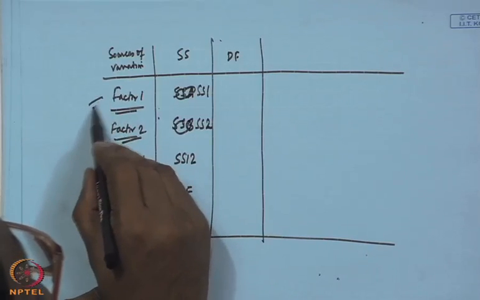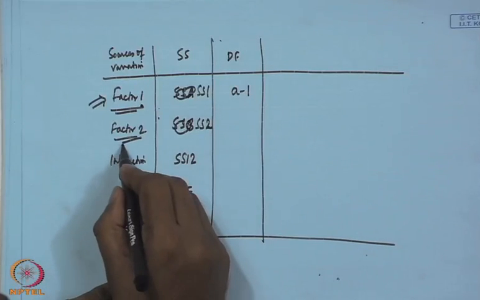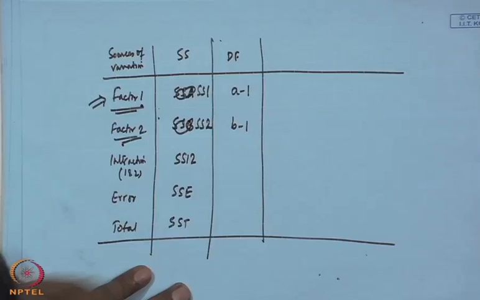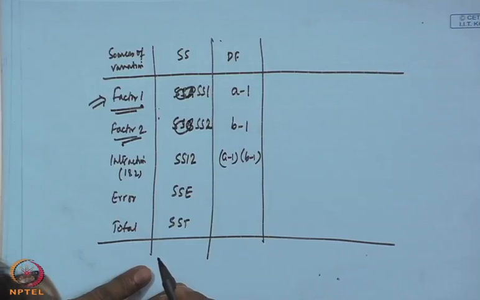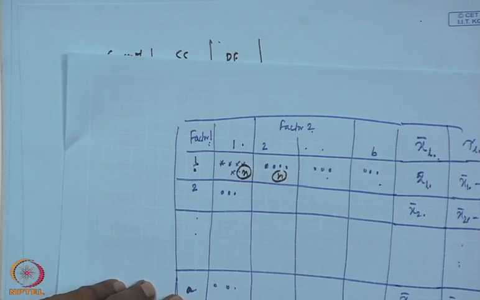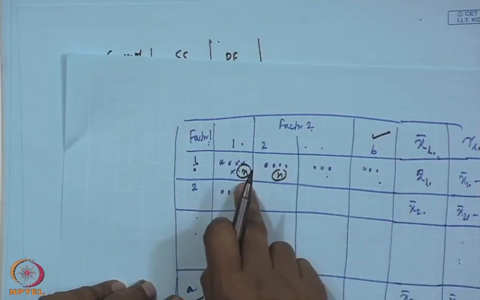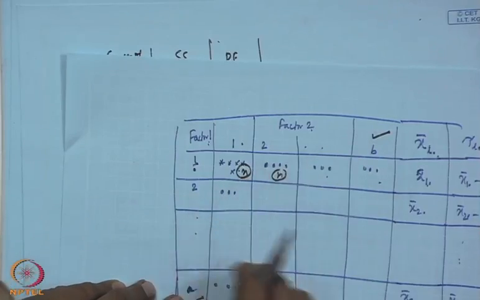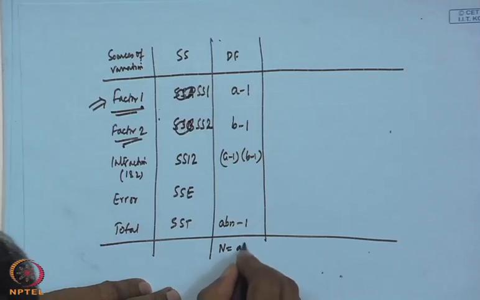So, here what will be the degrees of freedom? How many levels are there for factor 1? A levels. So, A minus 1. How many levels are there for factor 2? B minus 1. What will be the interaction? A minus 1 into B minus 1. What is the total number of observations? ABn minus 1, because if we consider that you are collecting n observations everywhere, there are A levels for factor 1, B levels for factor 2, there are AB cells, and in each cell there are n observations. So, ABn is what is our capital N. Capital N is ABn.